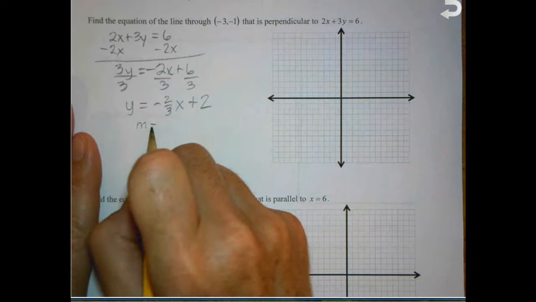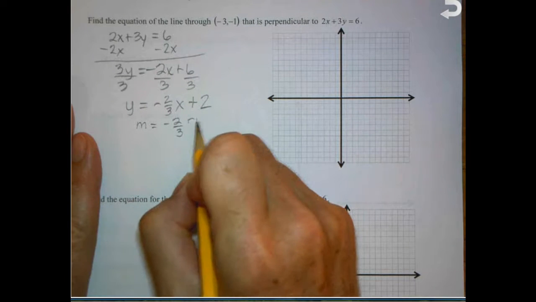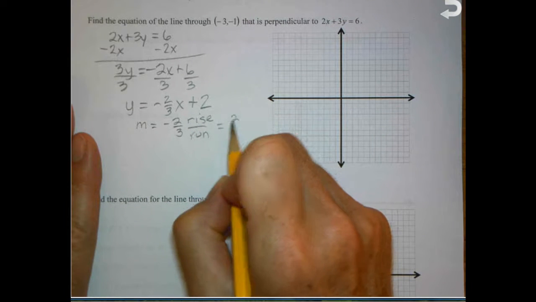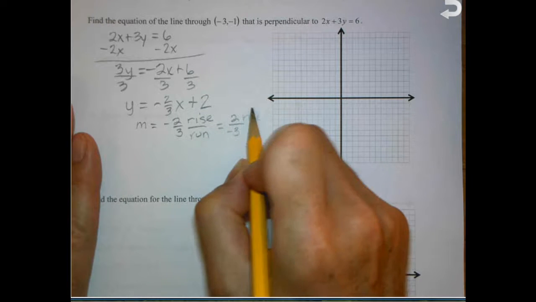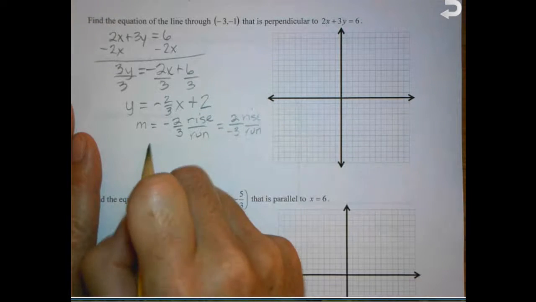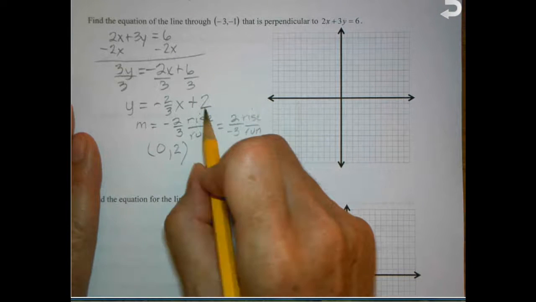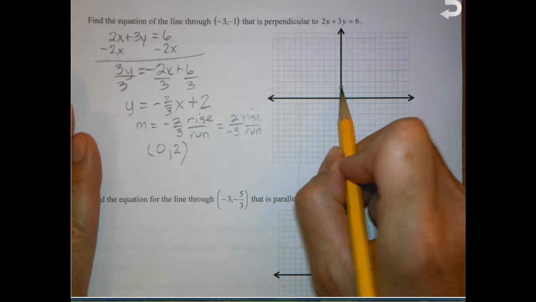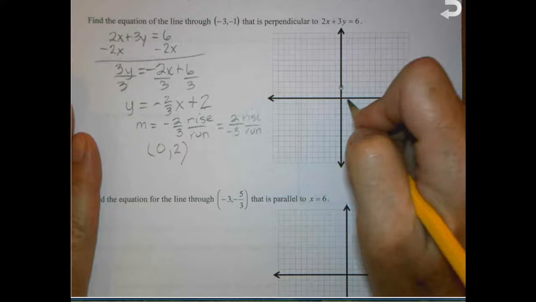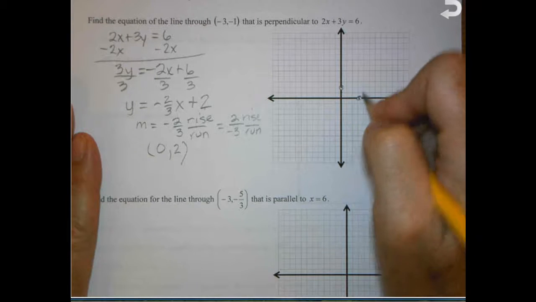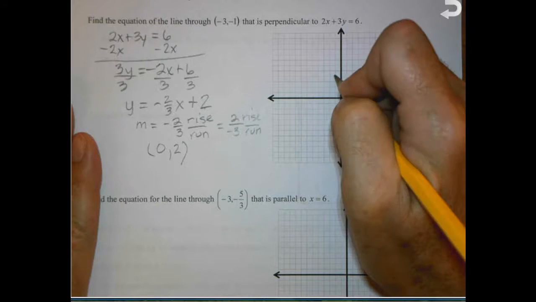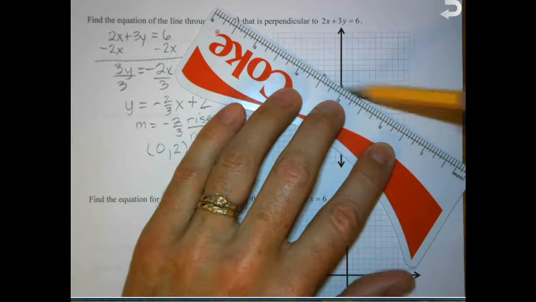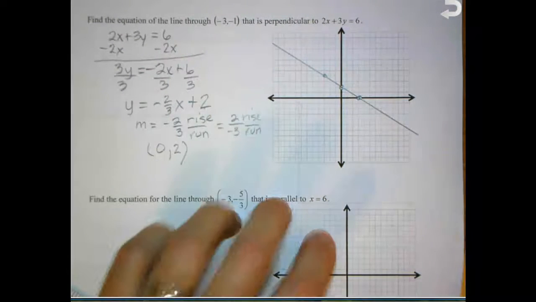So my slope is negative 2/3. Remember, we can look at that as rise over run, and I can also look at it as 2 over negative 3, rise over run still, and my y-intercept is (0, 2) from here. And if I graph that, (0, 2) is right here. My rise of negative 2, my run of 3. Go back to my original point, rise of positive 2, run of negative 3. There's my line.